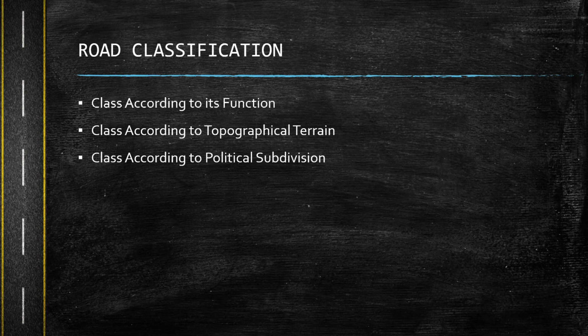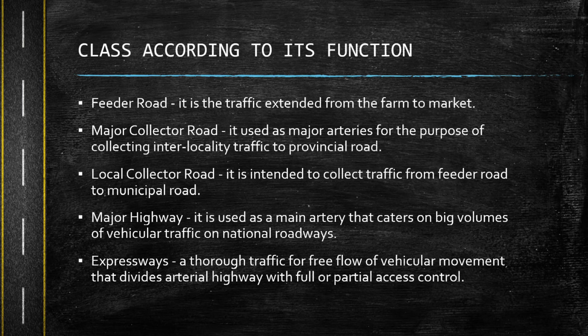Next is road classification. There are three road classifications: according to its function, according to its topographical terrain, and according to its political subdivision. For according to its function, first is the feeder road. It is a traffic extended from farm to market. So, ibig sabihin, ito yung mga kalsada na nag-e-extend or nagkokonekta sa farm at sa palengke or market.